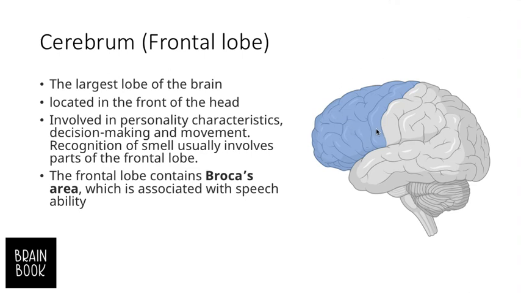The frontal lobe contains a specific area which is named Broca's area. It is associated with speech ability, and if this area, Broca's area, is injured, we will face a problem with our speech ability, and maybe we could not speak correctly or very well.